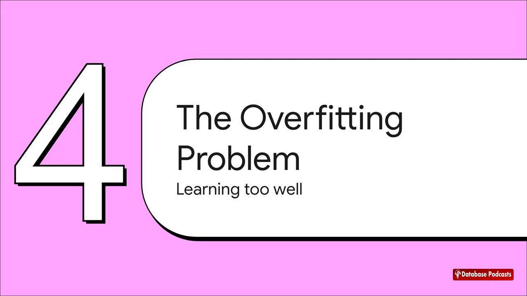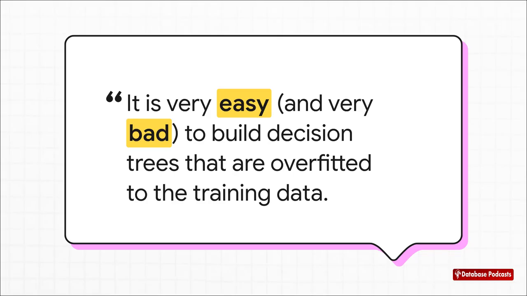But there's a catch. This approach has a pretty big weakness, and that brings us to the overfitting problem. So what happens when a model learns the training data too well? It sounds like a good thing, but it can actually be a huge issue. And this quote really says it all. It is very easy and very bad to build decision trees that are overfitted to the training data. And this isn't some obscure theoretical problem. It's a really common and serious pitfall. It's a classic mistake to let your tree get way too complex.